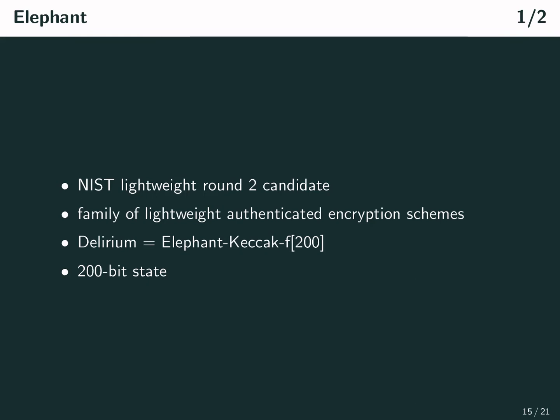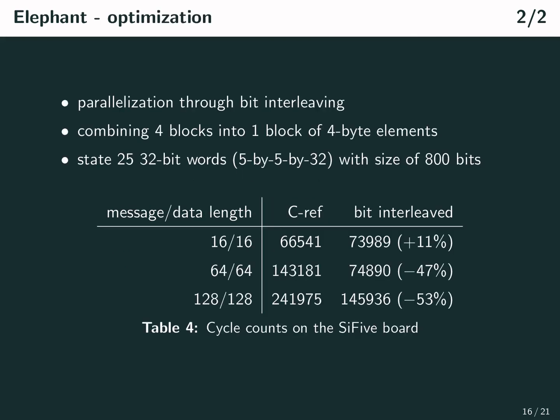Elephant describes a family of lightweight authenticated encryption schemes. One of the instances of Elephant is Elephant Keccak-f200, also called Delirium, which uses Keccak as its permutation primitive. Delirium has a state size of 200 bits and claimed a security level of 127 bits. We optimize Delirium by exploiting Elephant's possibility for parallelization by using bit interleaving. In order to make full use of the 32-bit registers, we combine 4 blocks of byte-sized elements into 1 block of 4-byte elements. Thus, we can process 4 blocks at the same time and our state representation changed to an array of 25 32-bit words with a total size of 800 bits.